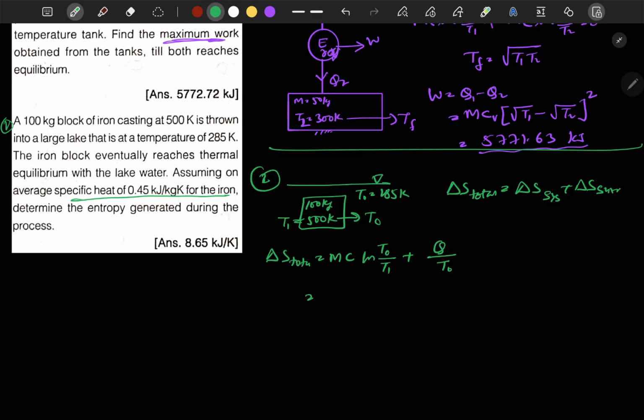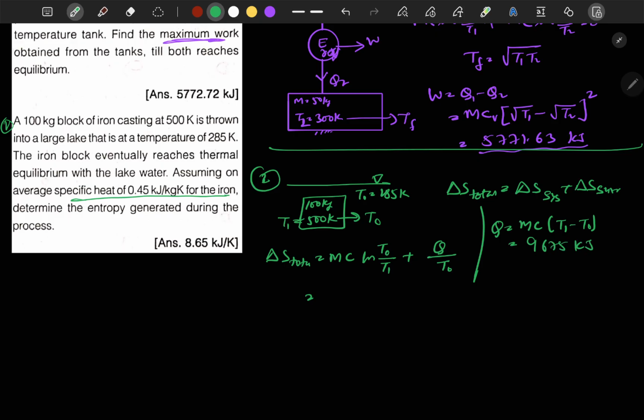Now we can calculate the value. First, let's calculate the value of Q is equal to MC delta T, where delta T is T1 minus T naught. Let's calculate how much heat is released first. So M is given as 100, Cp is given as 0.545, and delta T, T1 minus T naught, is given by 500 minus 285. So we get the Q value to be 9675 kilojoule.